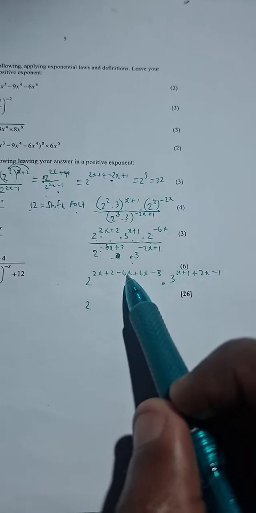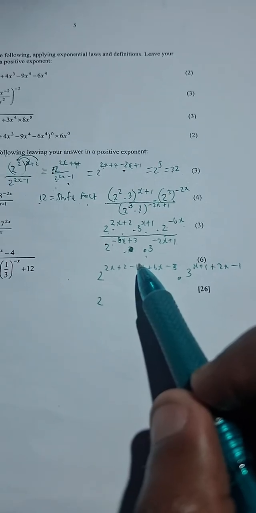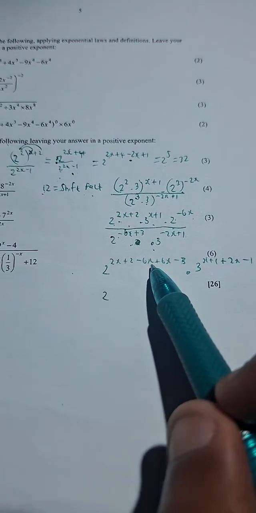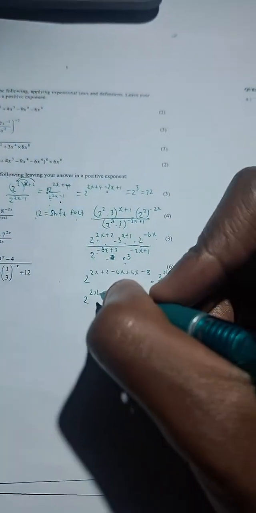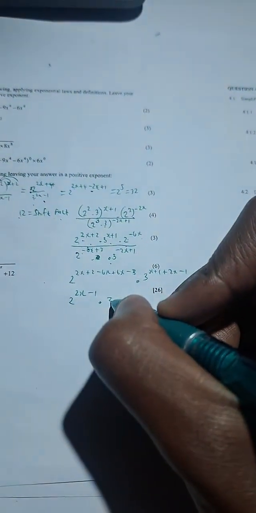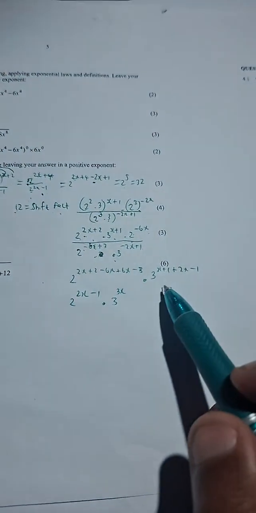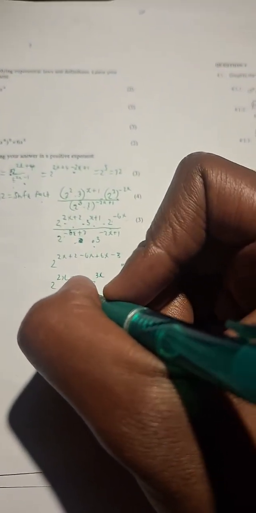Then you add like terms, guys. You have 2 to the power, what's 2x minus 6x plus 6x? This minus 6x plus 6x gives you 0. Then you are left with 2 to the power 2x. 2 minus 3 gives you negative 1. Then for the 3, x plus 2x gives you 3 to the power 3x, and 1 minus 1 gives you 0. The answers we were told we need to leave as positive exponents. So I am thinking this is 2 to the power 2x.